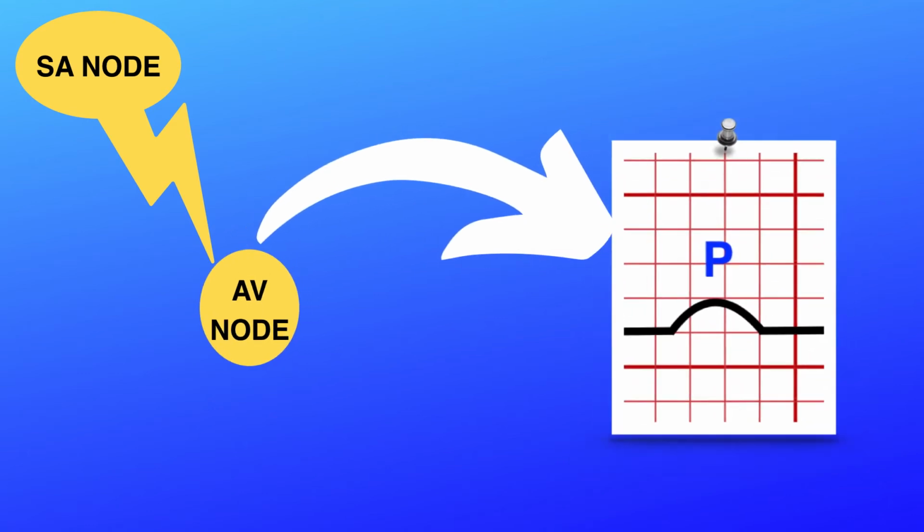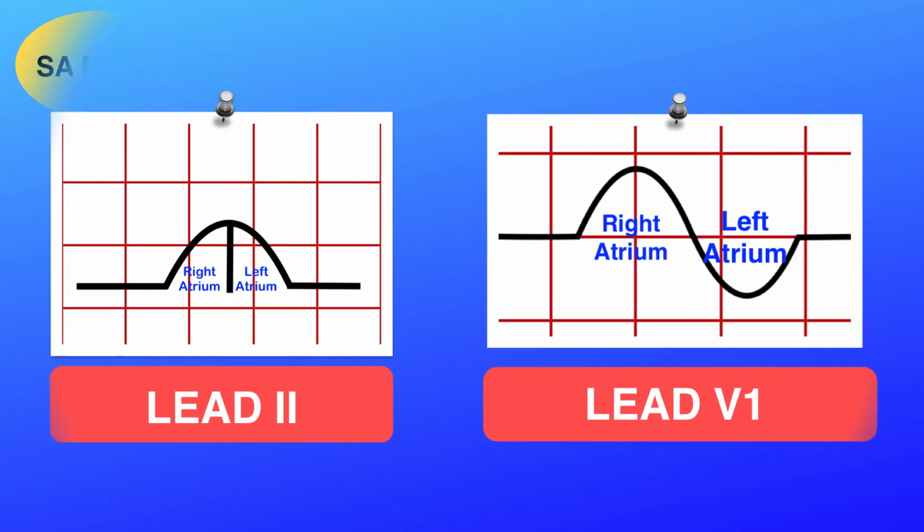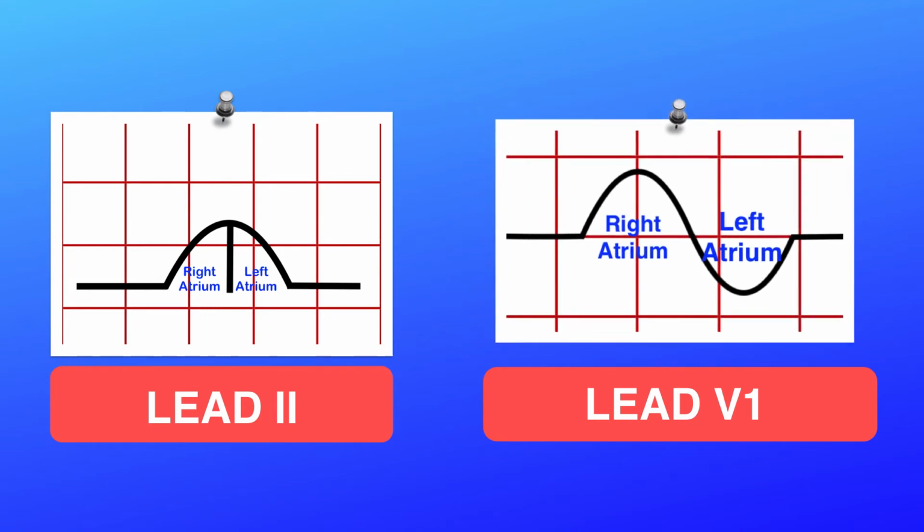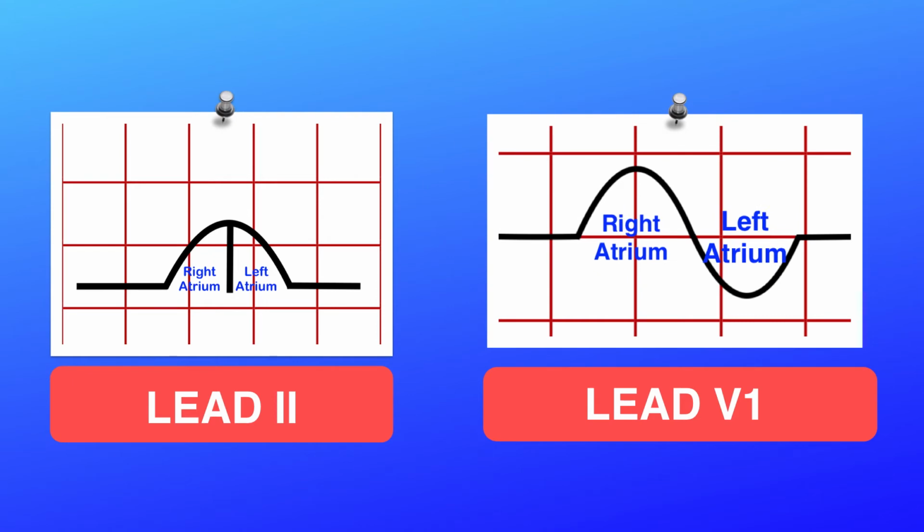Okay, so if you're going to see the P wave, there are two important leads that you have to be aware of. The first one is lead 2, where you're going to see a positive P wave with the two components of both the right atrium and left atrial component. And the other lead that you have to look for is lead V1, where you have a biphasic P wave with the right and left atrial component.